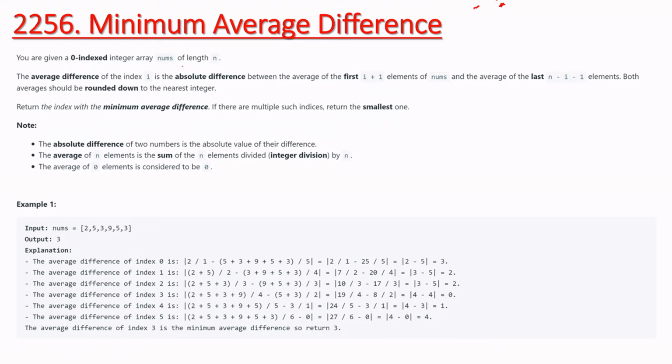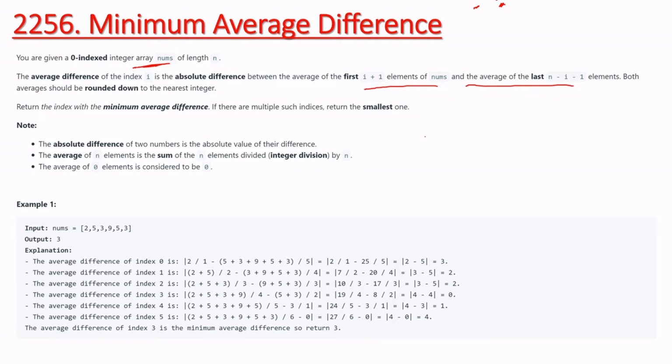So we have been given an array named nums of length n. The average difference of the index i is the absolute difference between the average of the first i plus 1 elements of nums and the average of the last n minus i minus 1 elements. We calculate that absolute difference and store it somewhere. Both averages should be rounded down to the nearest integer, and we have to return the index with the minimum average difference.